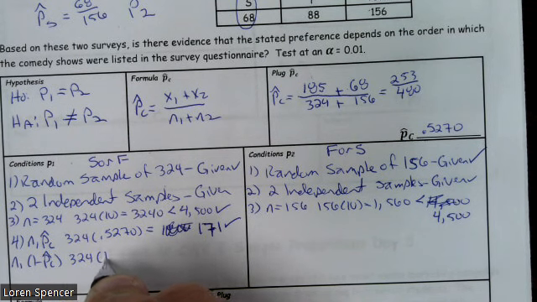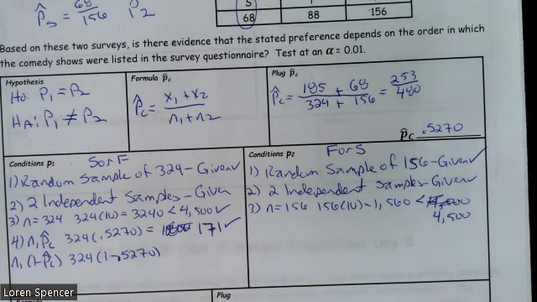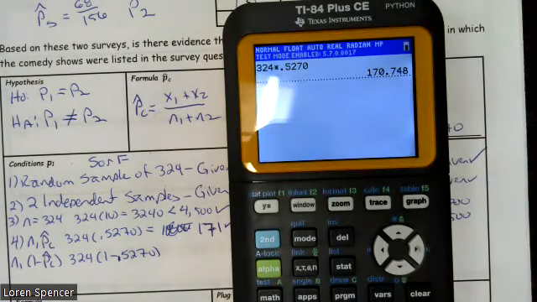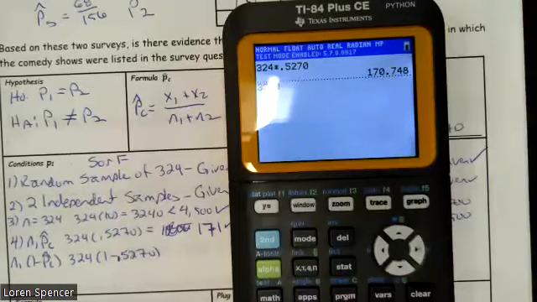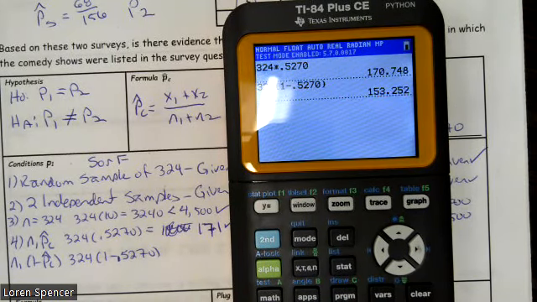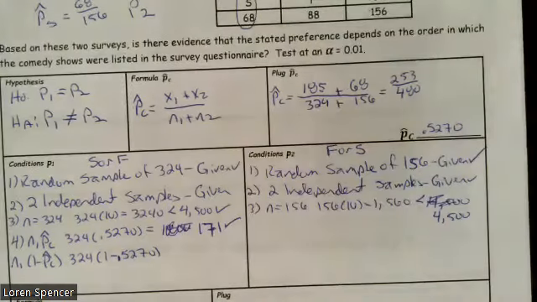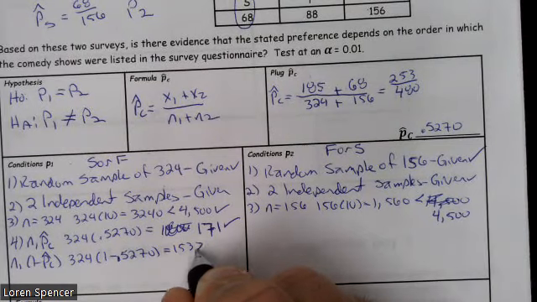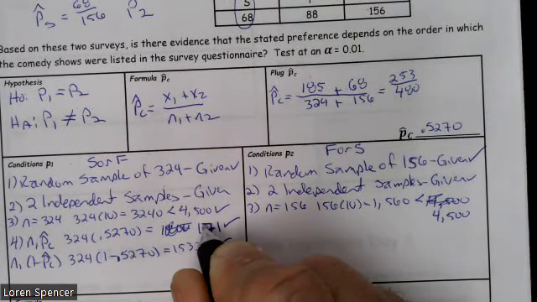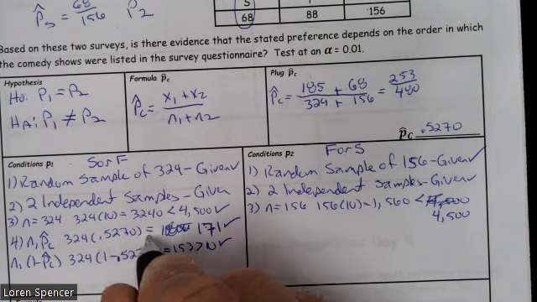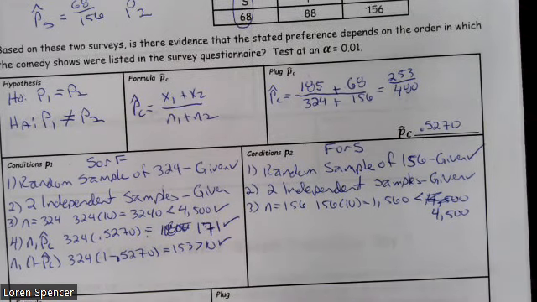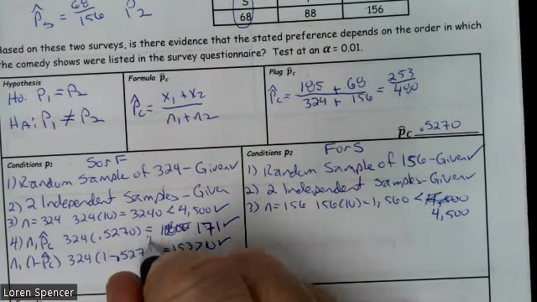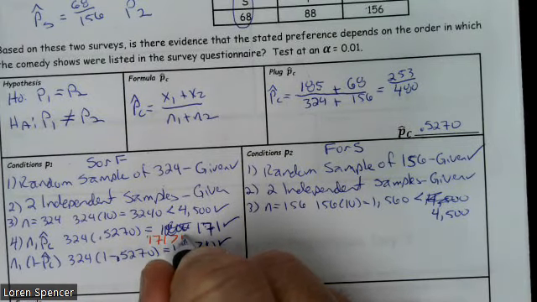324 times 1 minus 0.5270. We end up with 153. And that equals 153, and that's greater than 10. And I need to do the same thing here. That 171, I forgot to write that it's greater than 10. We have to have the greater than 10. 171 is greater than 10.